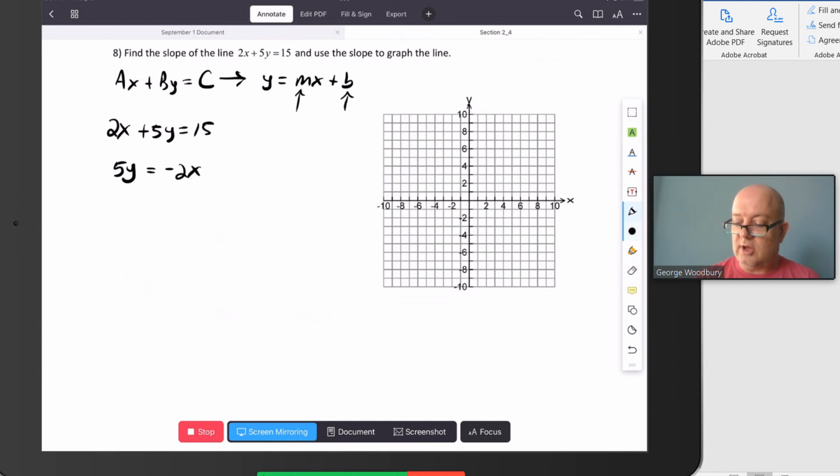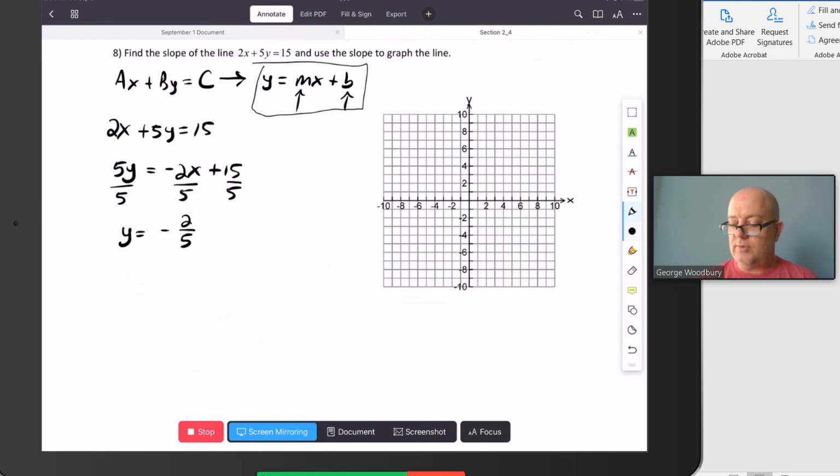So if I've got 2x plus 5y equals 15, the first thing we can do is subtract the 2x to the other side. And I'm going to write the negative 2x in front of the 15 because that coincides with the form y equals mx plus b. I'm going to divide through on both sides by 5, and I'm going to divide both terms on the right side by that 5. When I simplify, I have y equals negative 2/5 x plus 3.